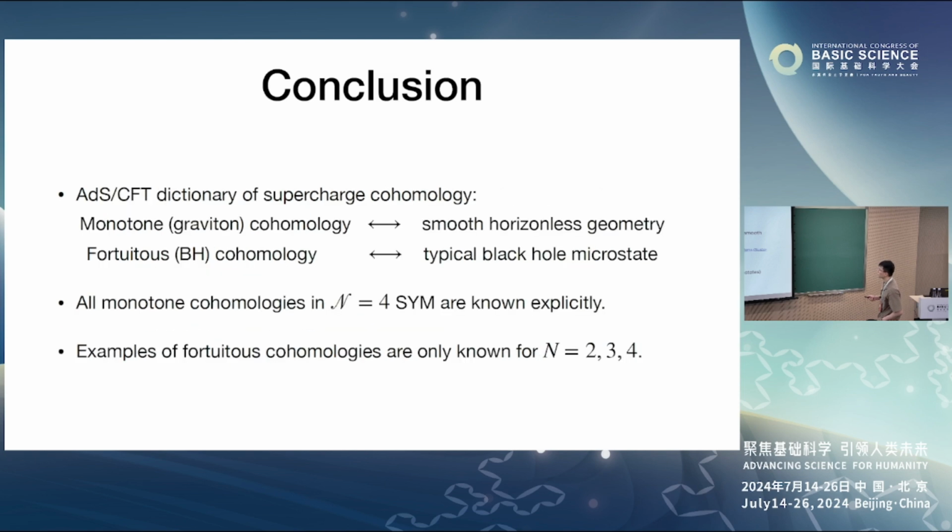Okay, good. So let me conclude. In this talk, I talked about the AdS/CFT dictionary of supercharge cohomology, and we have this classification of cohomology as monotone, also called graviton cohomology, and fortuitous, also called black hole cohomology. The bulk duals of monotone cohomologies are smooth and horizonless geometries. And fortuitous cohomologies should correspond to typical black hole microstates. And we have explicit formulas for all monotone cohomologies in N=4 super Yang-Mills. But for the fortuitous cohomologies, we only know examples of them for rank equals 2, 3, and 4.